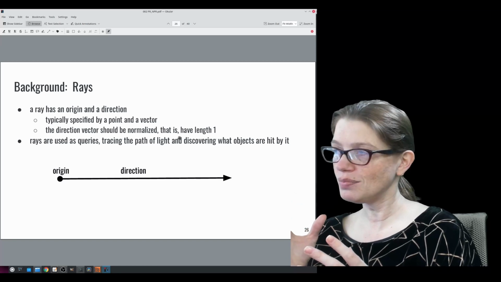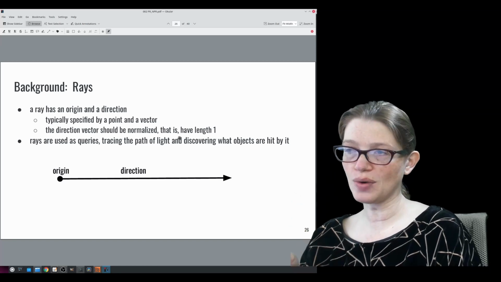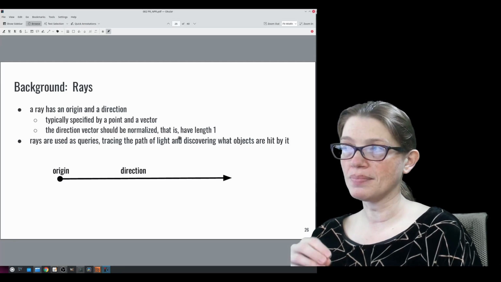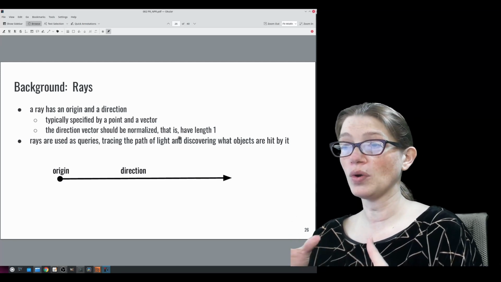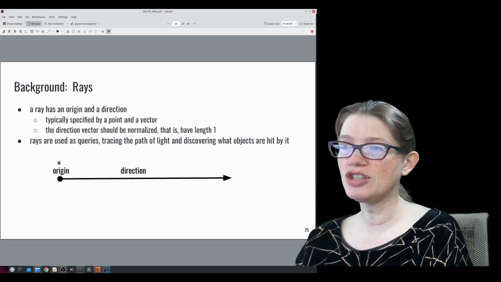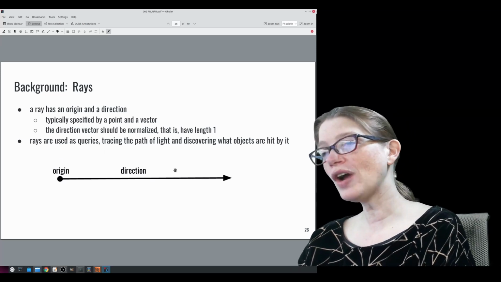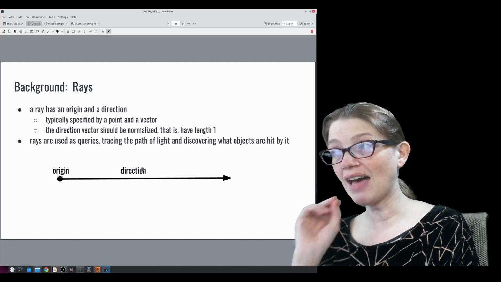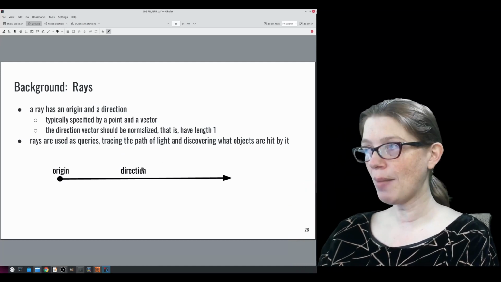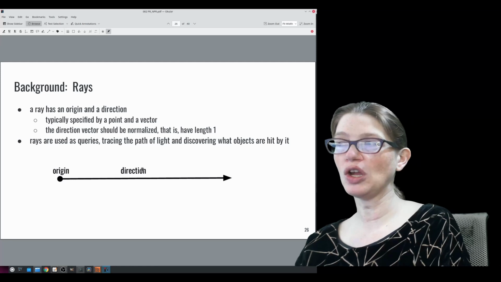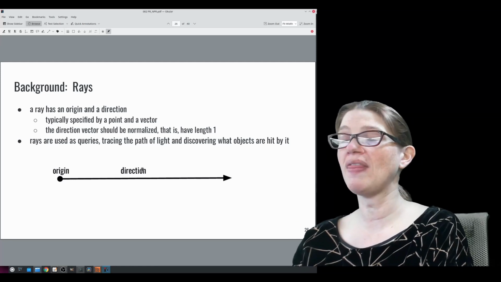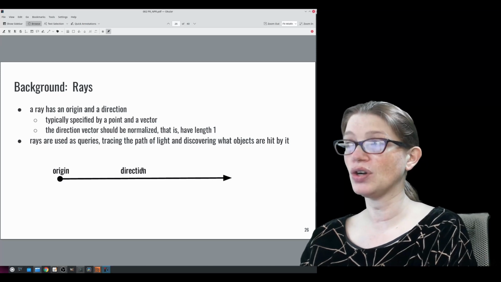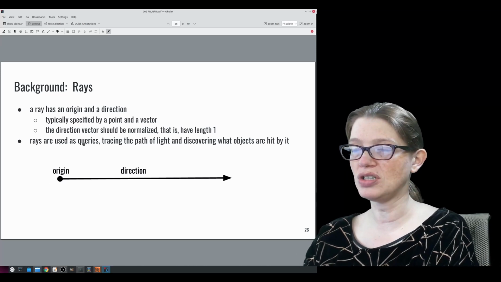depending on your system, as an origin and a direction, or sometimes just a direction vector if they're coming from, say, the center of the world space. So we have our origin and our direction. And our direction vector is going to be normalized. That means it's going to have length 1. And if you remember from the beginning of this lecture, we showed you very quickly how to actually perform that normalization. But it must have a normalized direction vector in order to be used in the different computations.